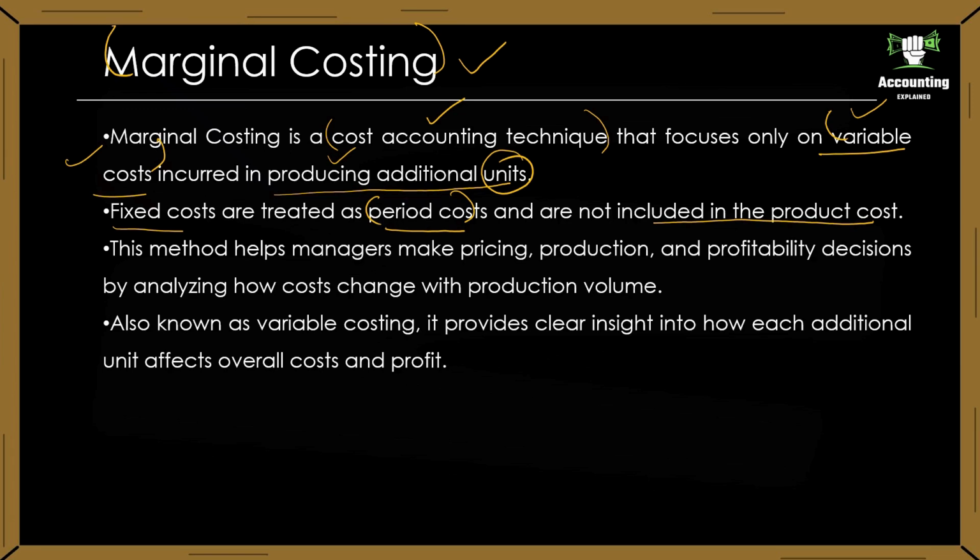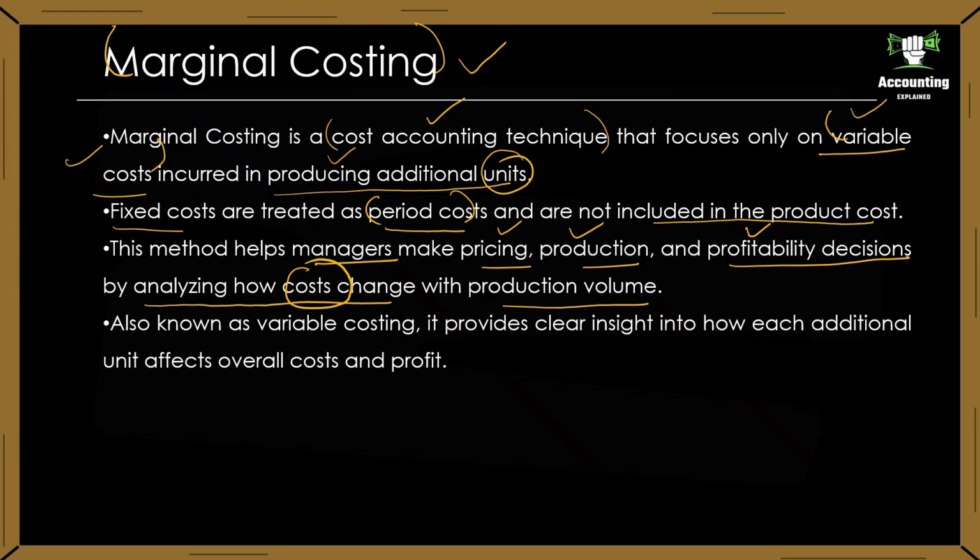Marginal costing helps managers make pricing, production, and profitability decisions by analyzing how costs change with production volume. So it helps the management to make smarter decisions about pricing, output level, that is the production, and profitability, because we can see exactly how variable cost and profits change as we produce and sell more units.